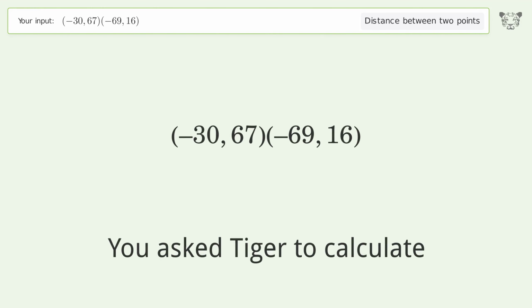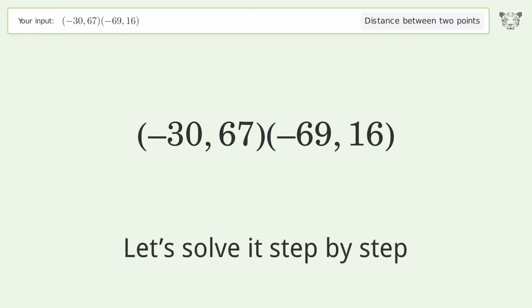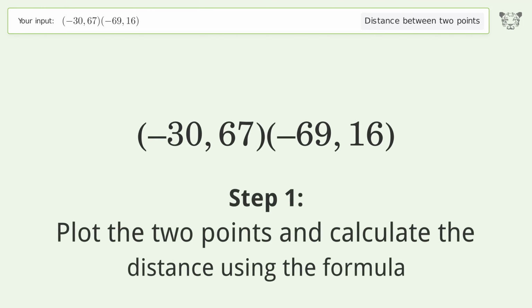You ask Tiger to calculate. This deals with the distance between 2 points. The distance between the 2 points is the square root of 4122, or 64.203. Let's solve it step by step. Plot the 2 points and calculate the distance using the formula.